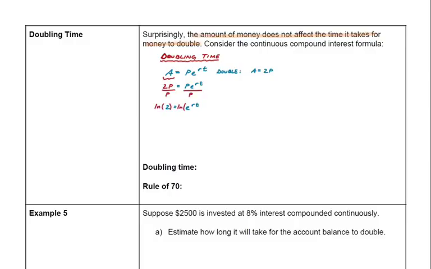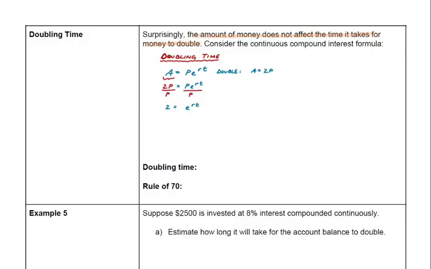So I get 2 equals e to the rt. And what I'm looking for is to solve for time, essentially, because I'm trying to figure out how long it takes my money to double. And what you'll notice is my A and P are gone. However much I put in, I know the end is double that, so I'll always have 2 on the left side. 2 equals e to the rt.